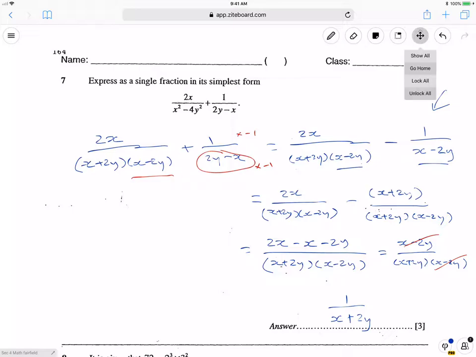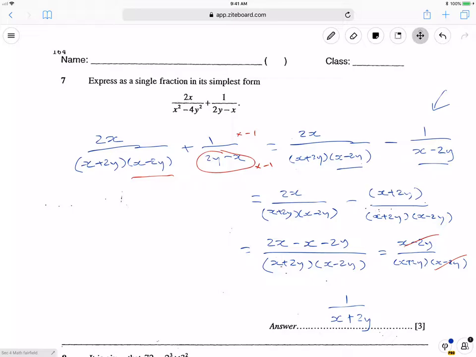So this type, there's no formula to memorize. It's just, are you familiar with the algebra method? Okay, right. So which part did you get wrong? Is it the last one? Calculate wrongly. Okay, so gotta be careful. How about you? Which one did you get wrong?